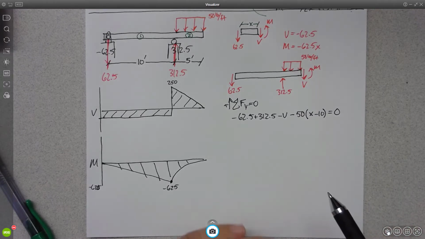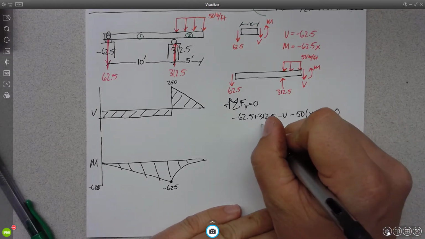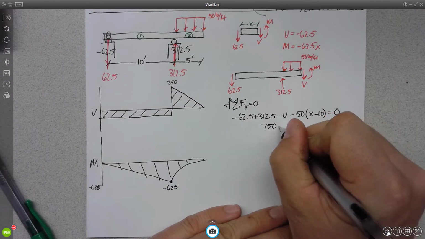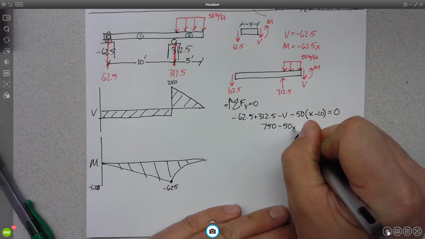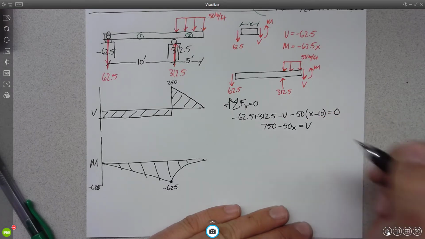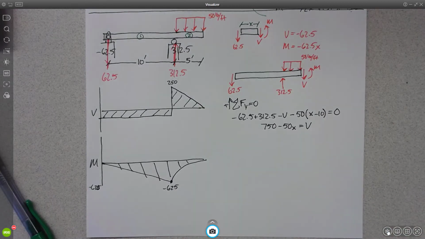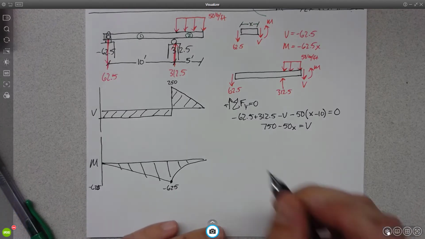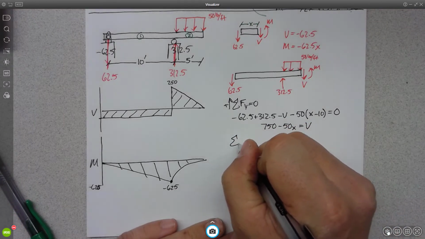750. You got 750 minus 50x equals V? All right. I can believe that. Thank you, Liana, for listening to instructions. Yeah, I gave up on simplifying the next equation now.